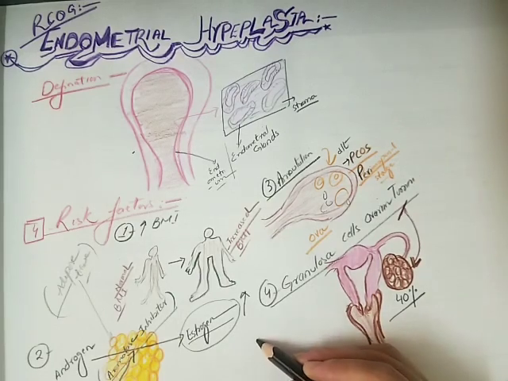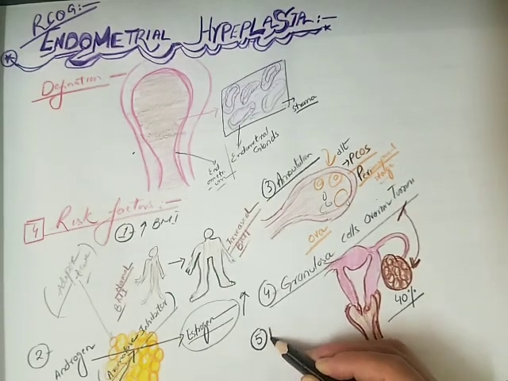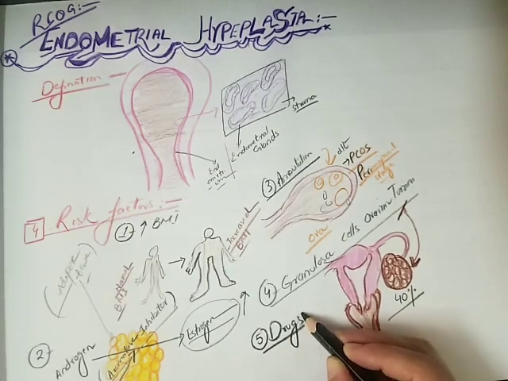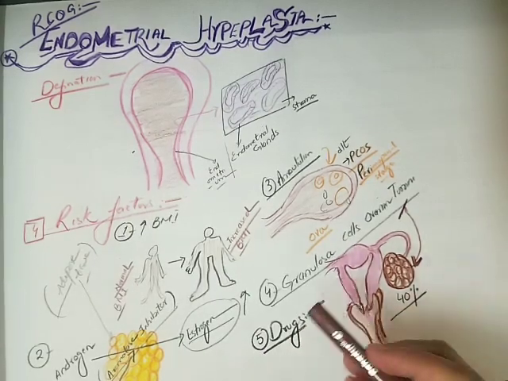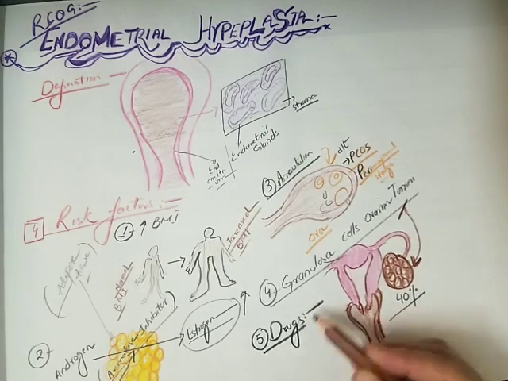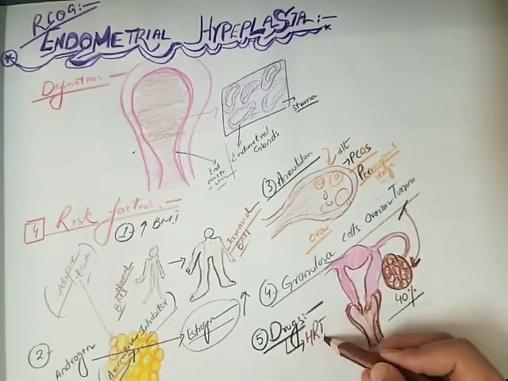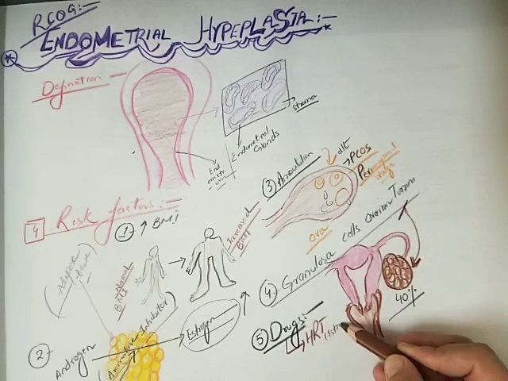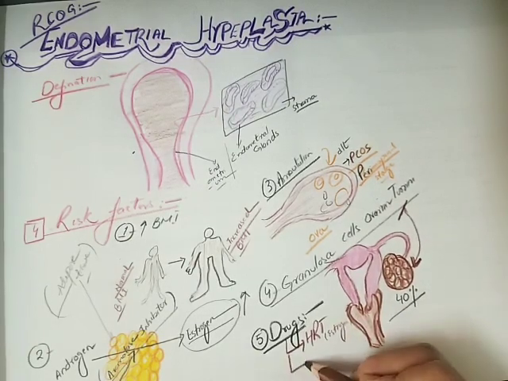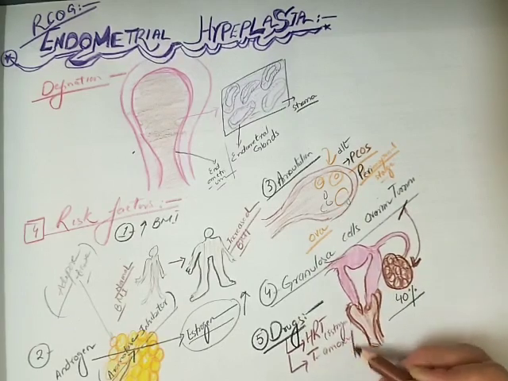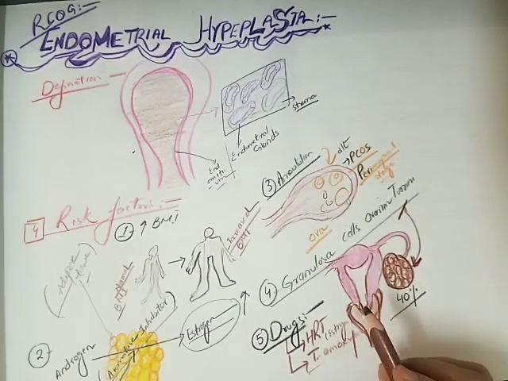The fifth cause is the effect of drugs. Among the drugs we include estrogen-containing HRT, especially the estrogen. And secondly, tamoxifen has also been found to be associated with endometrial hyperplasia.